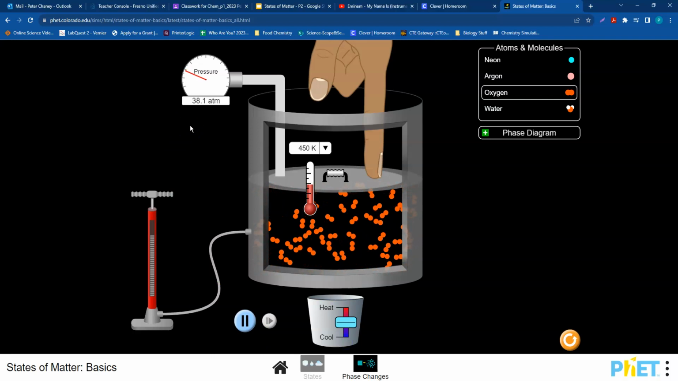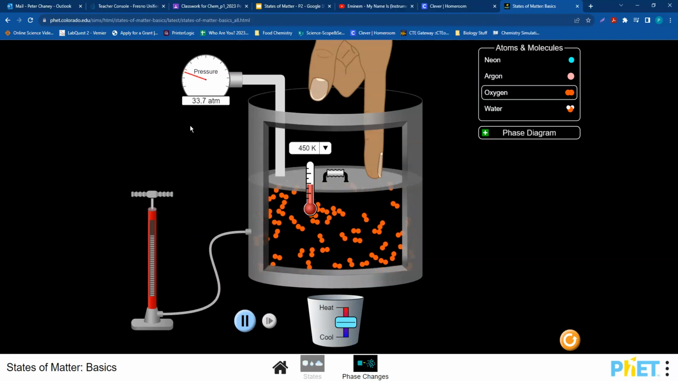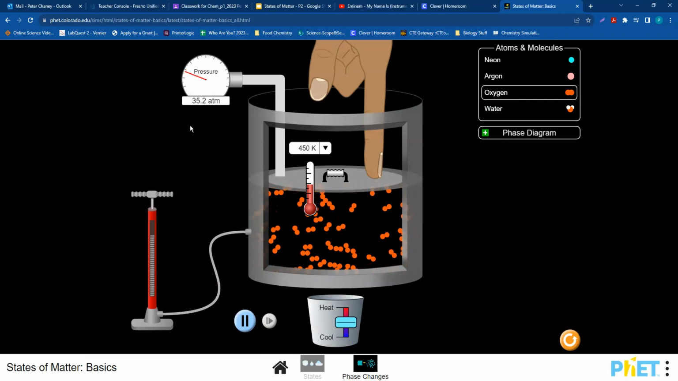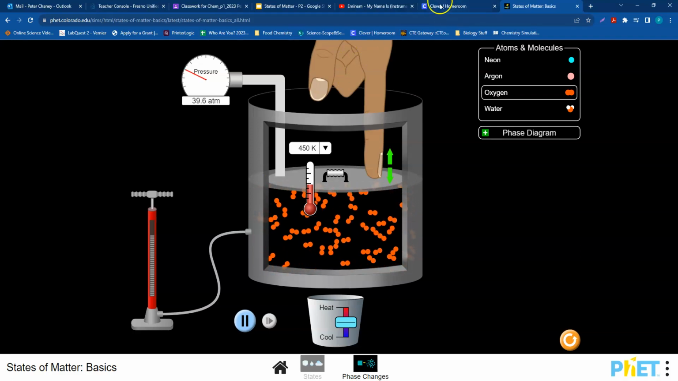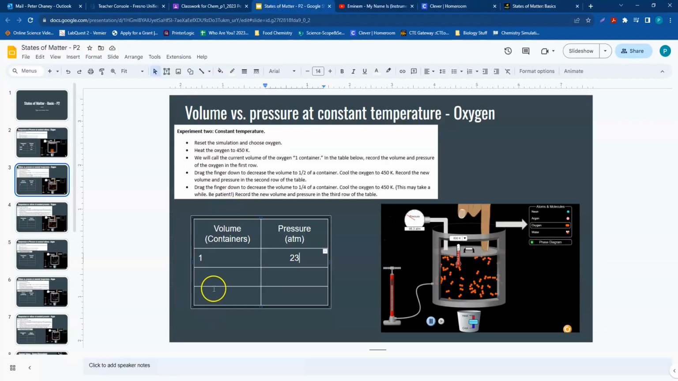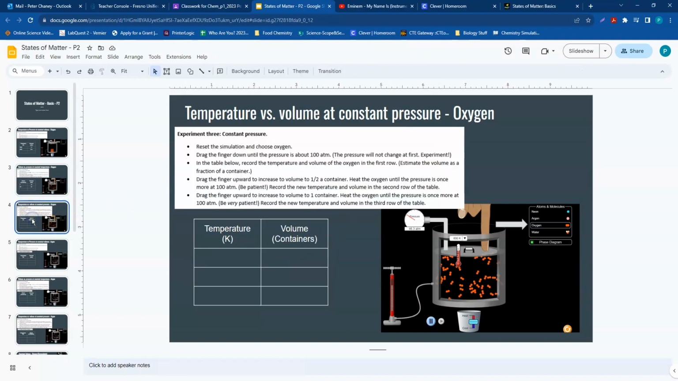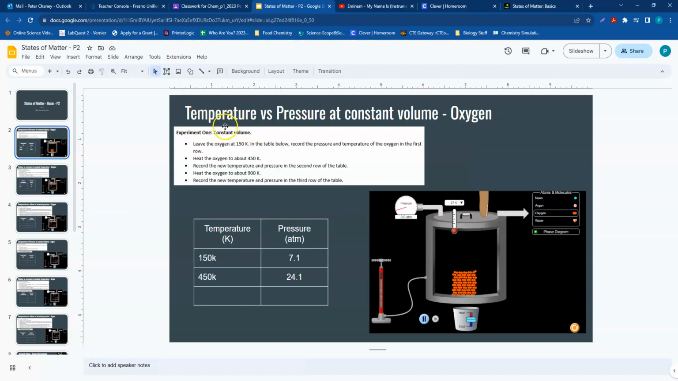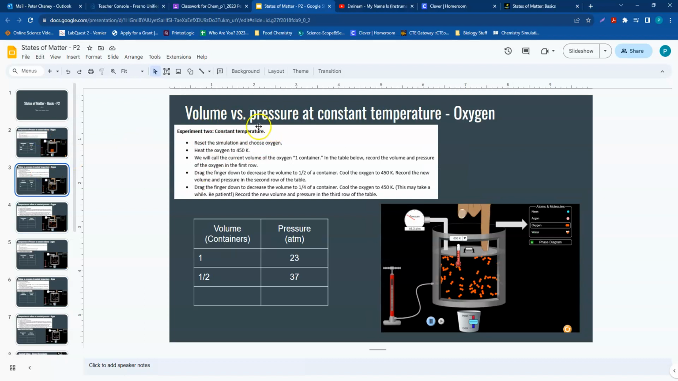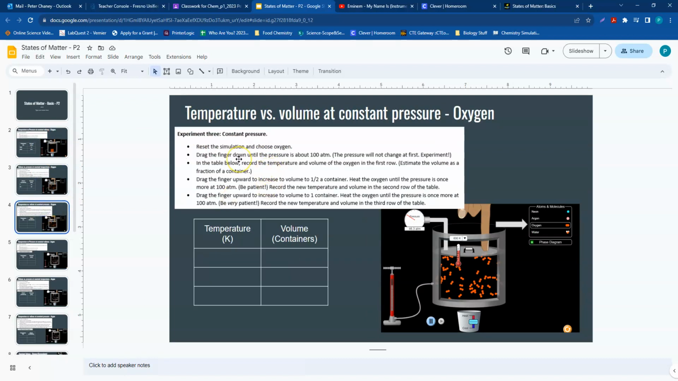So at half a container, I saw a pressure of about 37. I saw a 37 there, so I'm going to put half container, and I'm going to put 37. And then you'll go back and make that a 1/4 container. You'll bring that down to 450K, and you'll figure that out. And then the last experiment is the constant pressure experiment. So constant volume is the first one, constant temperature is the second one, lastly constant pressure.